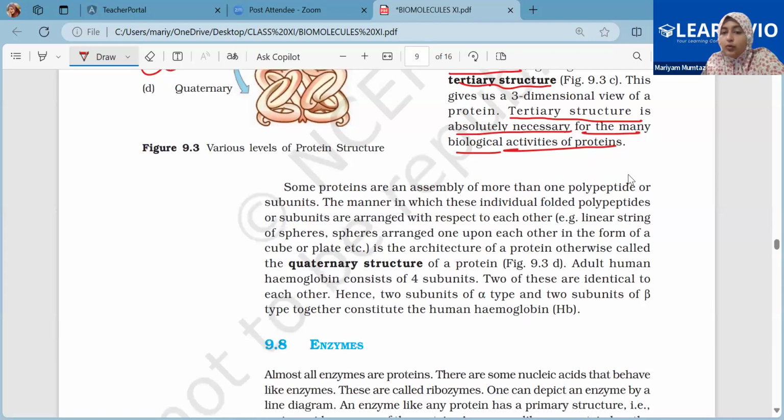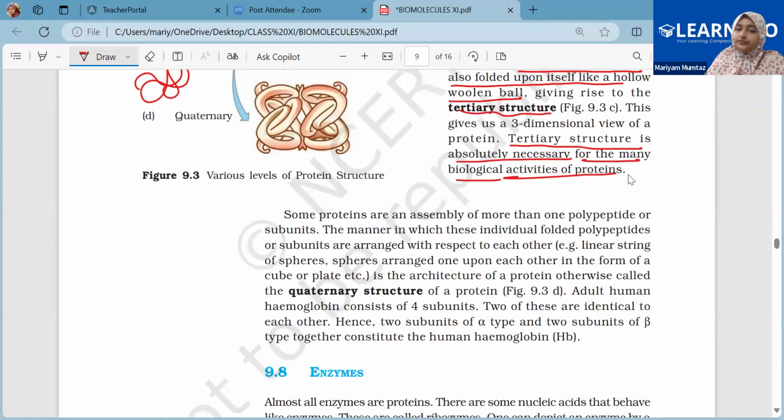Now, lastly, there is the quaternary structure. Here, some proteins are an assembly of more than one polypeptide or subunits.